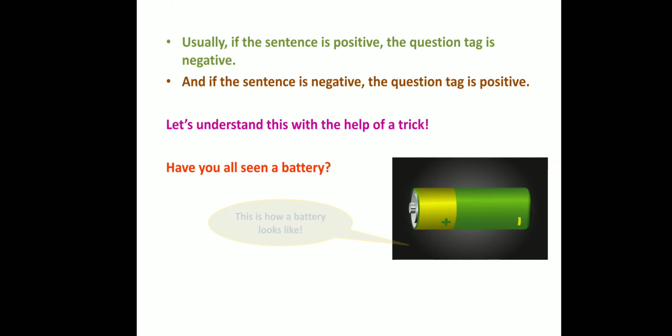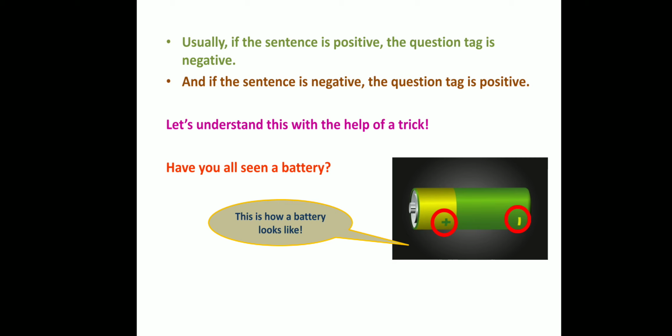This is how a battery looks like. Isn't a battery like this? Exactly like this? See, one part of the battery has a plus sign. So the plus sign is the positive end of the battery. Plus means positive. Okay. Other end has a minus sign. Minus means a negative end. So a battery has two ends, a positive end and a negative end.